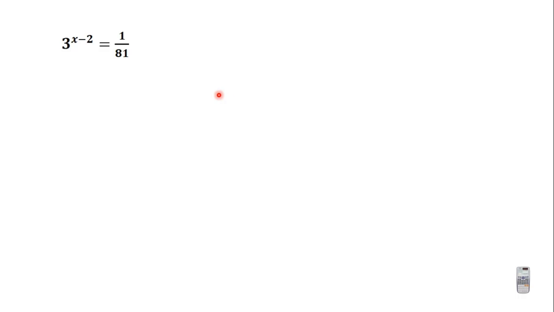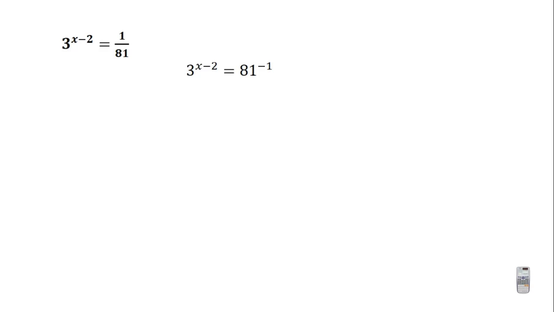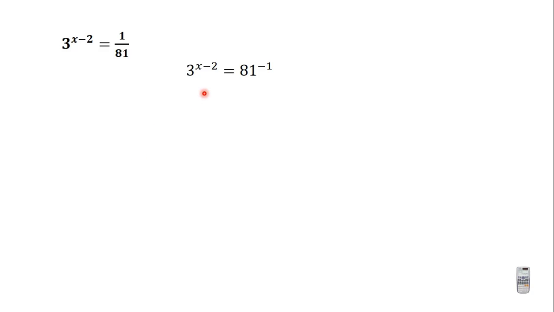We learned from the properties of indices that 1 divided by 81 can be written as 81 exponent minus 1, as you can see here. So this equation can also be written as 3 exponent x minus 2 is equal to 81 exponent minus 1. Now, our main goal is to make sure that the term on the left hand side and the term on the right hand side have the same base.